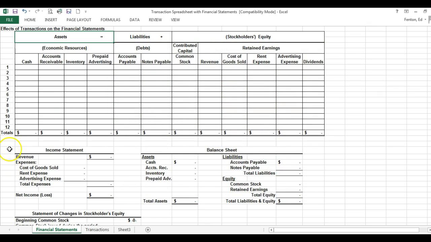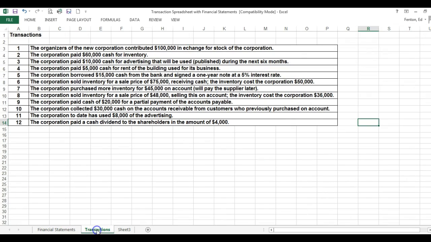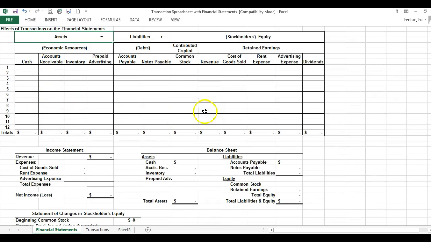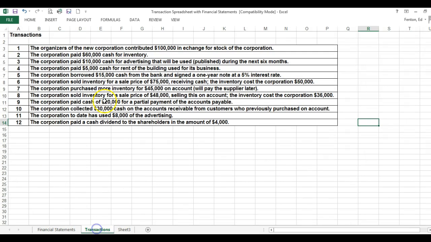You can see the spreadsheet I've developed. We're going to look at transactions I have on this second tab at the bottom. Here they are. We'll take these one by one, enter those in the portion above, and then as we enter the numbers up here, they will show up in various statements I have at the bottom. I have 3 financial statements. So let's take a look at the first one.